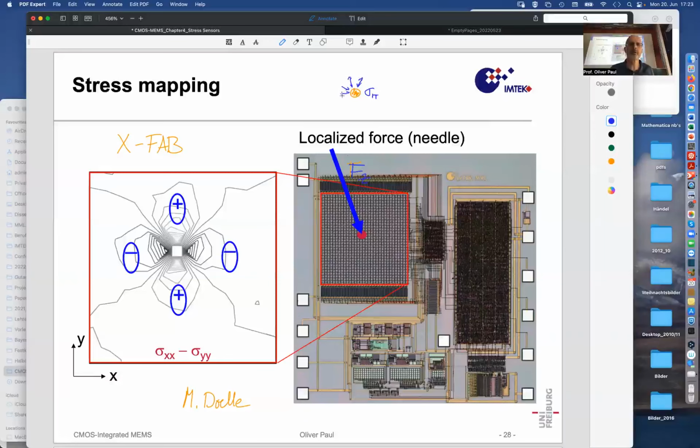So here it is sigma xx, here it is sigma yy, and it's the same. And the farther away you are from the contact, the smaller this compression will be. Close to the point of contact, it will be largest. Here we have a coordinate system. So this compression is called sigma yy. Here it is called sigma xx.